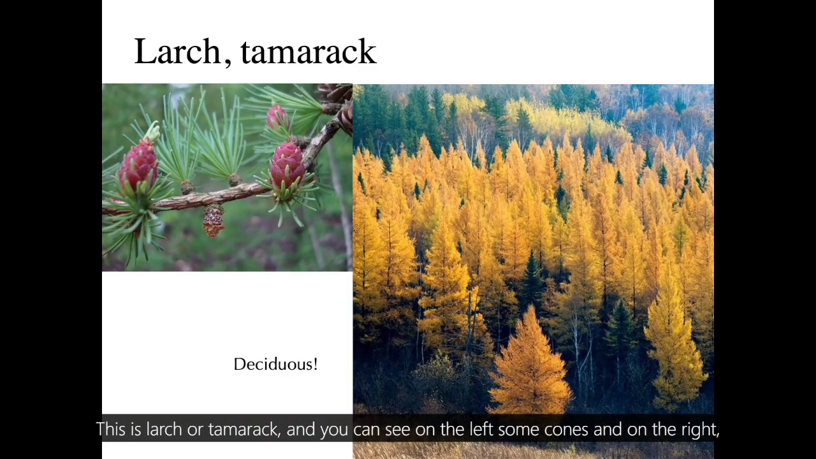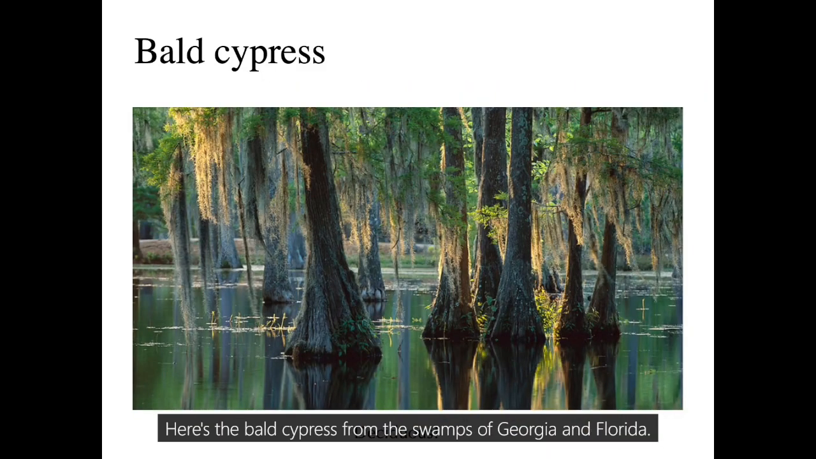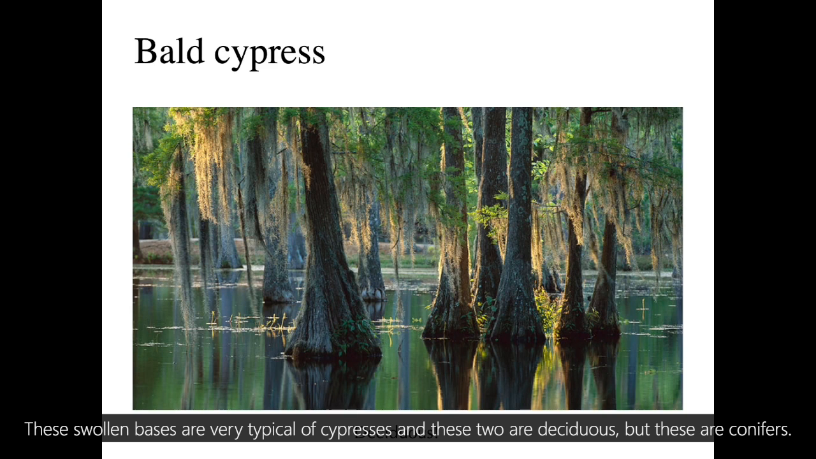This is larch or tamarack, and you can see on the left some cones, and on the right in November these trees turn yellow, and they actually lose their leaves. They are deciduous. That is to say, they lose their leaves in the winter. So not all conifers are evergreen. Some are deciduous. Here's the bald cypress from the swamps of Georgia and Florida. And you can see here how they grow in standing water, and they have these sort of buttresses at the bottom, these swollen bases, very typical of cypresses. And these too are deciduous, but these are conifers.